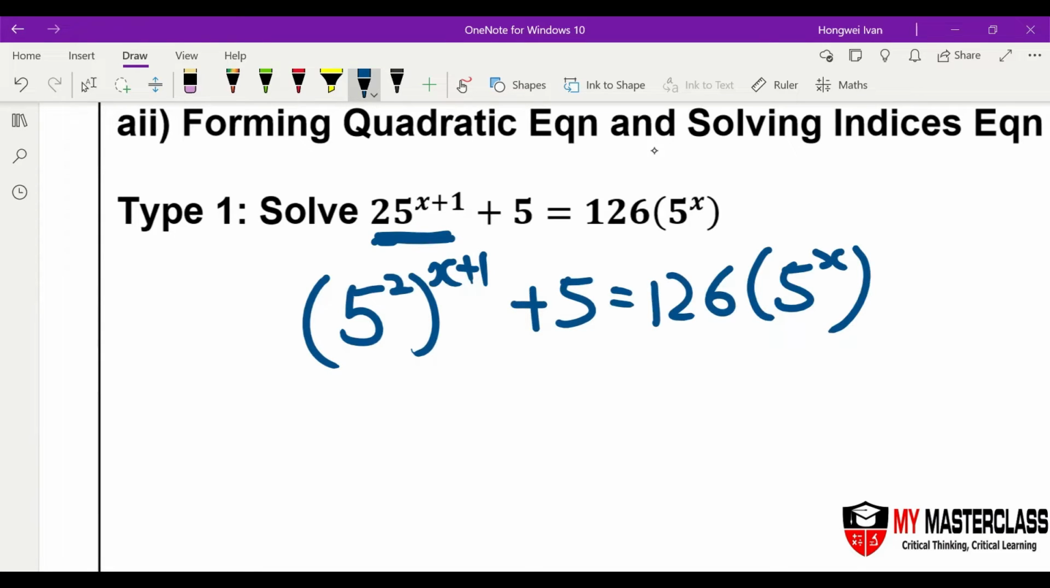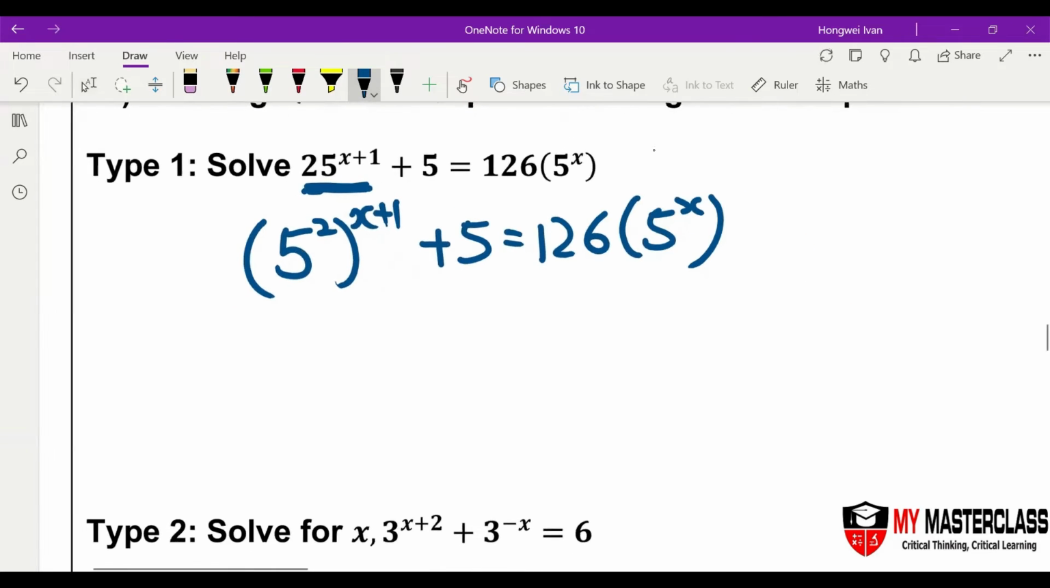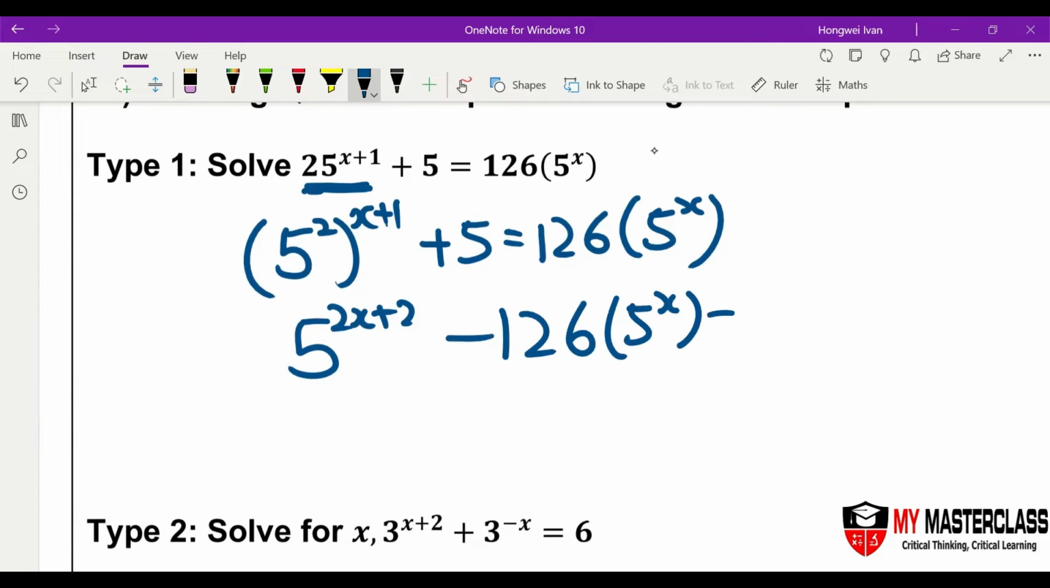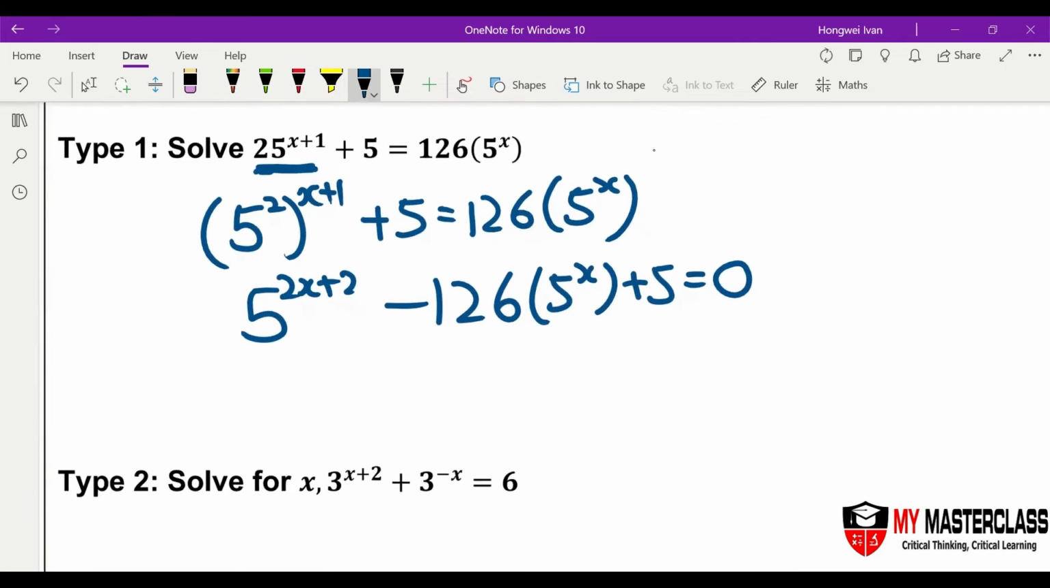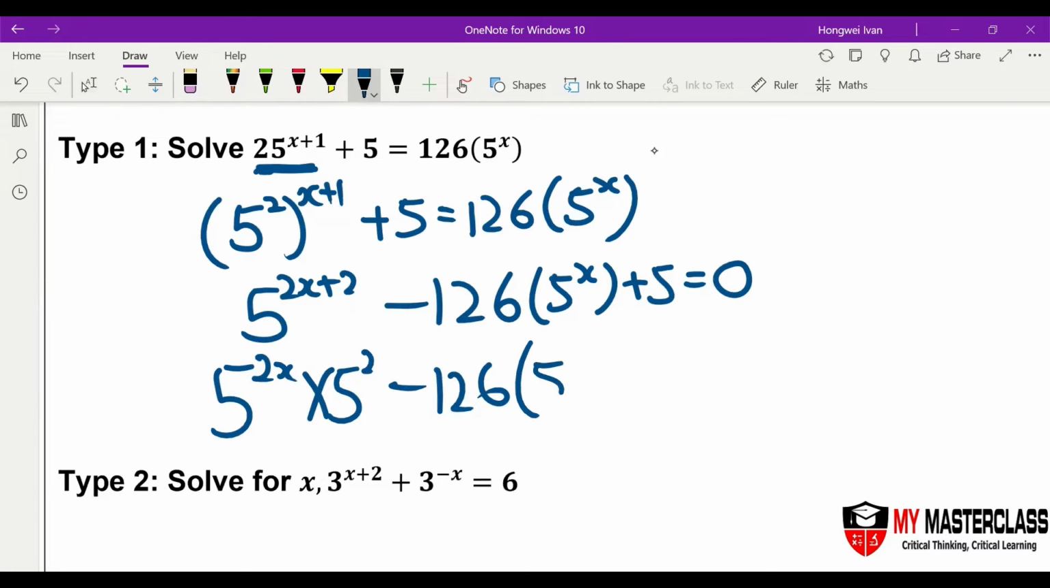If you are fast, after a while you will see that this term is 5 to the power of 2x plus 2. Bring it over: 5 to the power of 2x plus 2, minus 126 times 5 to the power of x, plus 5 equals 0. Mr. Ivan just now also said, when you see the power plus, Sarah, you must think of what? Times. Very good. So this is 5 to the power of 2x multiplied by 5 to the power of 2, minus 126 bracket 5 to the power of x, then plus 5, equals 0.